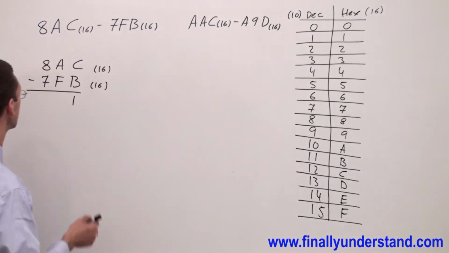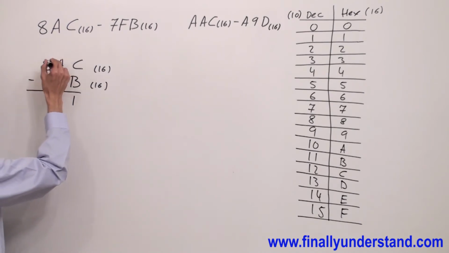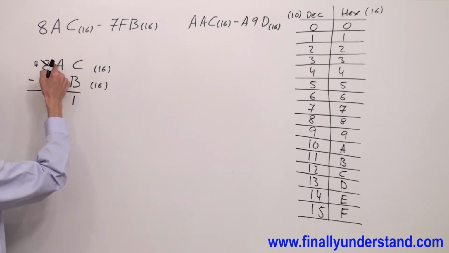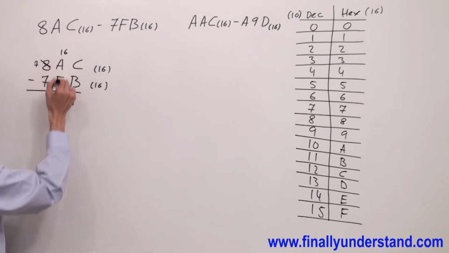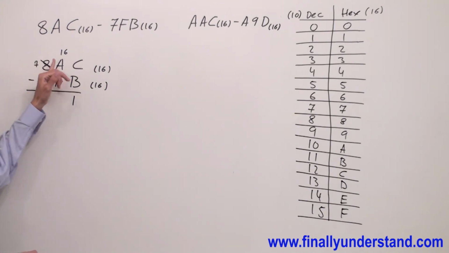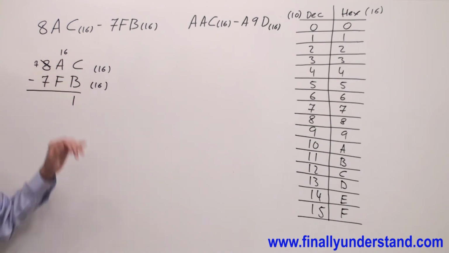I cannot do that, that's why I'm supposed to borrow 1 from 8. That's why this 8 becomes 7 and the borrow of 1 becomes 16. Remember, anytime you borrow 1, that 1 becomes the base over the next column.